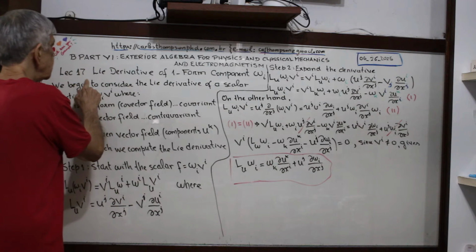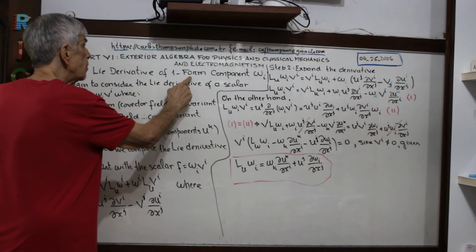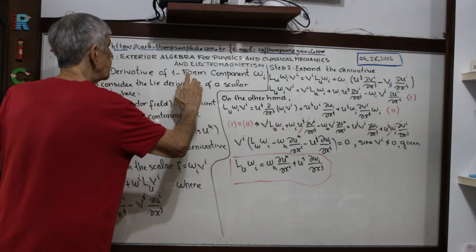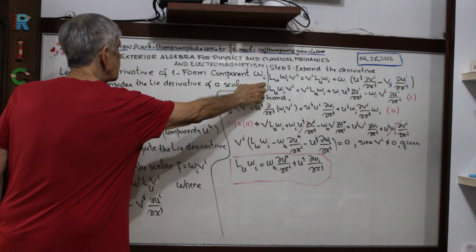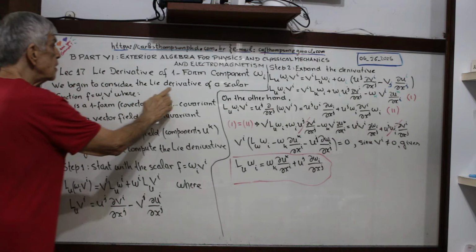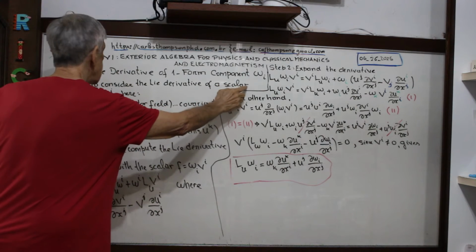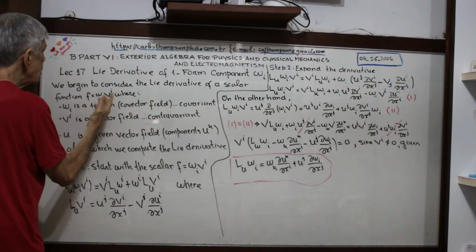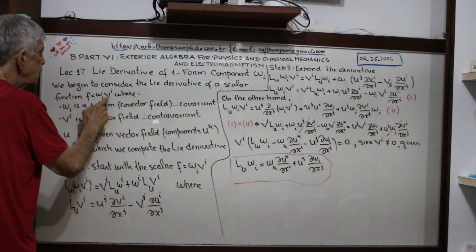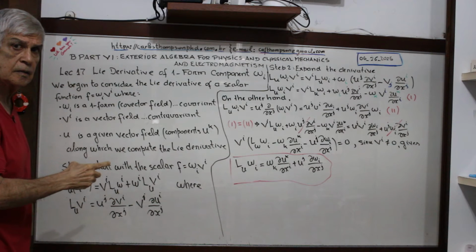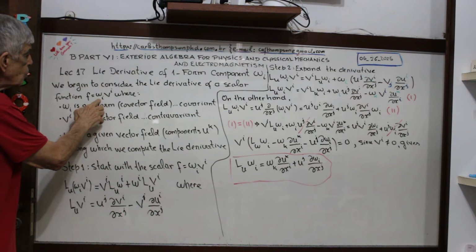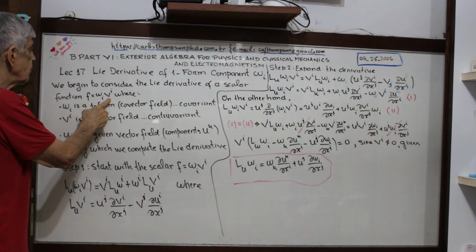Lecture 17, Lie derivative of a one-form, in this case the one-form omega, with component omega sub i. Now, we begin to consider the Lie derivative of a scalar. The scalar function f is omega_i v^i. You see here i is, in this case, a dummy index. So this is a scalar quantity.